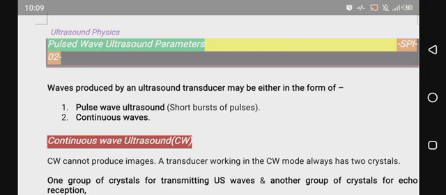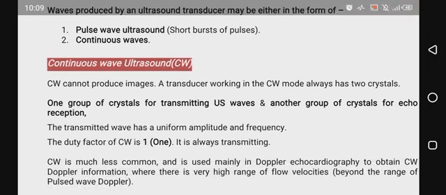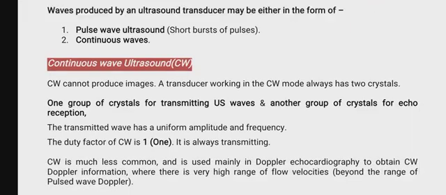waveforms produced by an ultrasound transducer. So it's either pulse wave ultrasound or continuous wave. Continuous wave cannot produce images. A transducer working in continuous wave mode always has two crystals. One group of crystals for transmitting ultrasound waves, another group of crystals for echo reception.